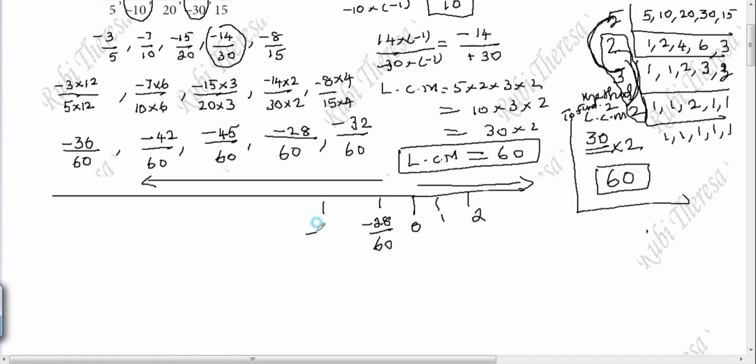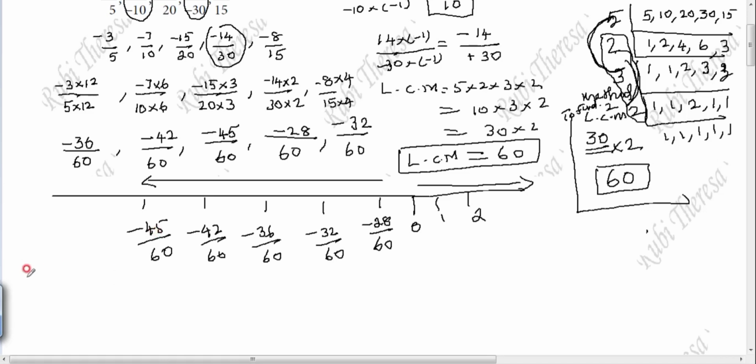Next one is minus 32 by 60. Next one, minus 36 by 60. Next one, very good, minus 42 by 60. Next one, minus 45 by 60. Is it okay? 5 numbers. We told you when you go in this direction, the value will be decreasing. So comparing all these numbers, which one is the smallest? Very good. Minus 45 by 60 is the smallest number.